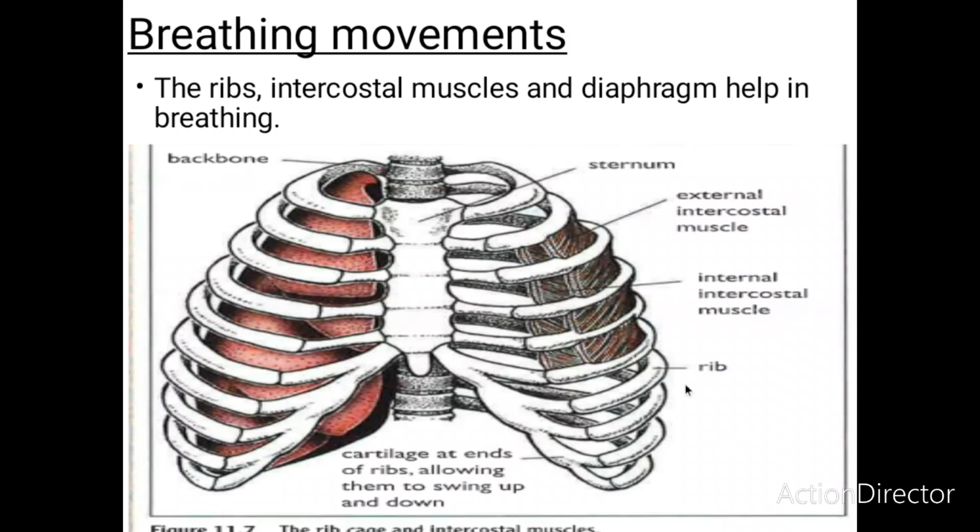In this diagram, we can see the structure of part of the thorax. These are the lungs, and they are found inside the rib cage, and these are the ribs. And in between the ribs we can see the intercostal muscles. This is the internal intercostal muscle, and this is the external intercostal muscle. So the intercostal muscles, the diaphragm, which is found just below the ribs, and the ribs help in breathing.